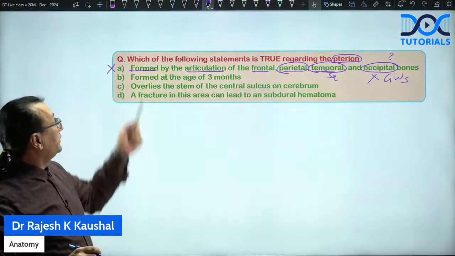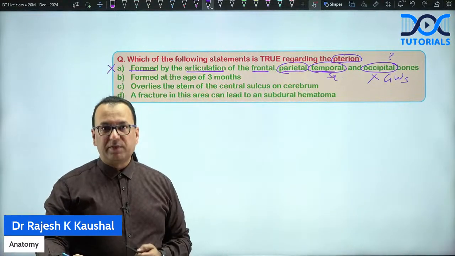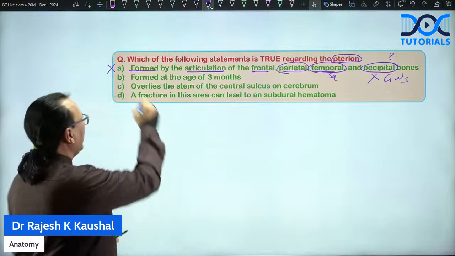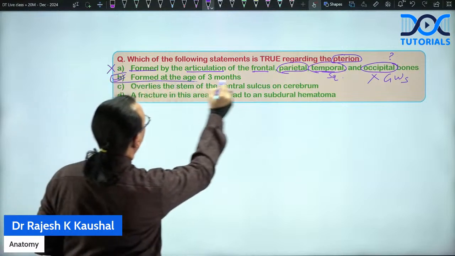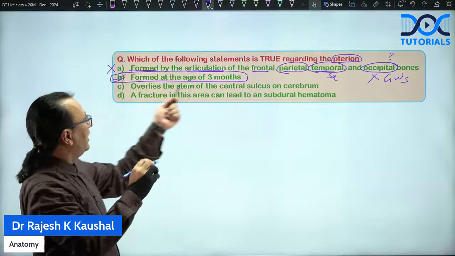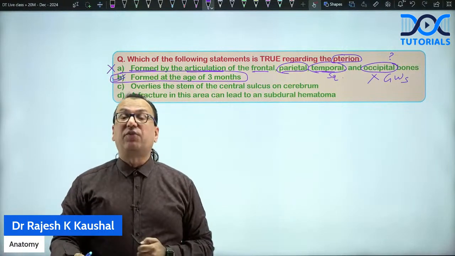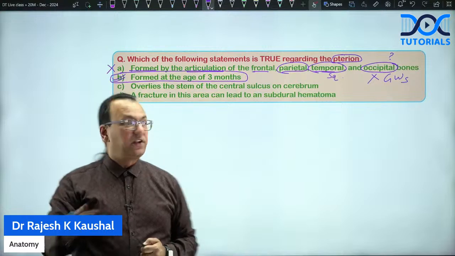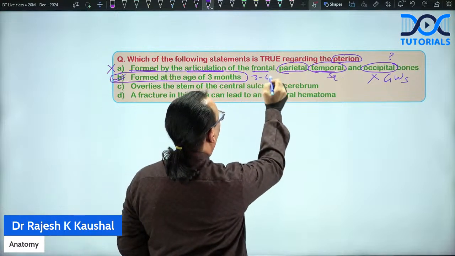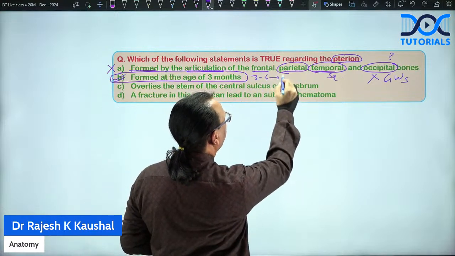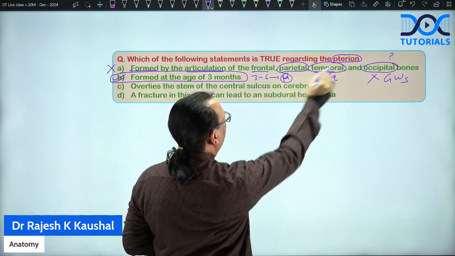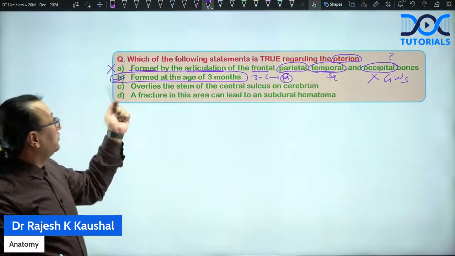What about option B? Is it formed at 3 months? That is correct, and that should be the answer. This should be the answer, because we have mentioned when the anterolateral fontanelle will close, it is 3 to 6 months. So when it closes, what will come in that place? In that place, the H-shaped suture. And what is that H-shaped suture? The pterion. So the answer to this question will be choice number B.